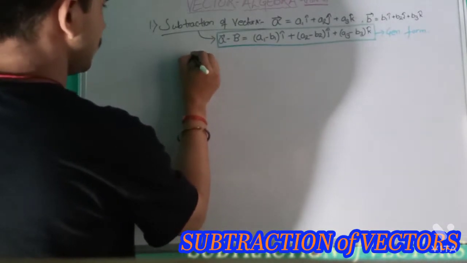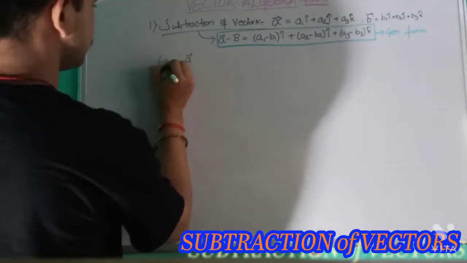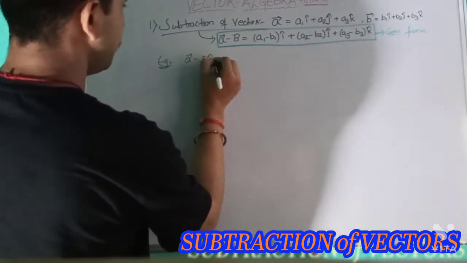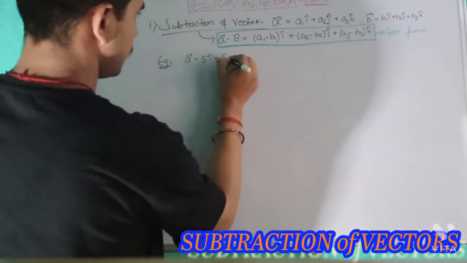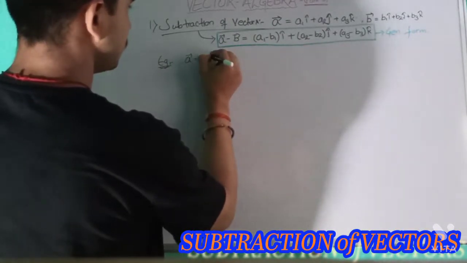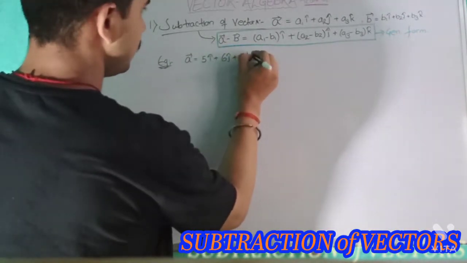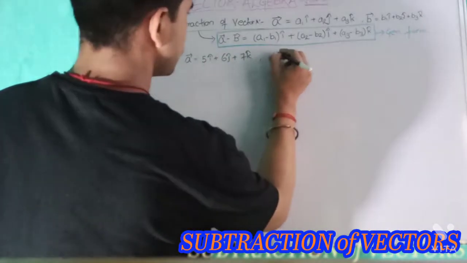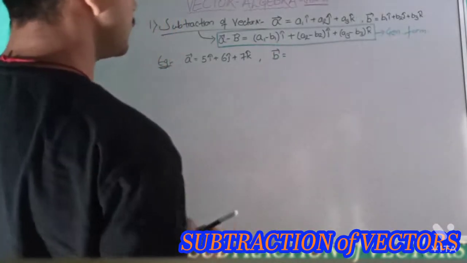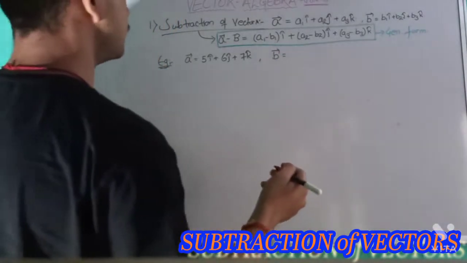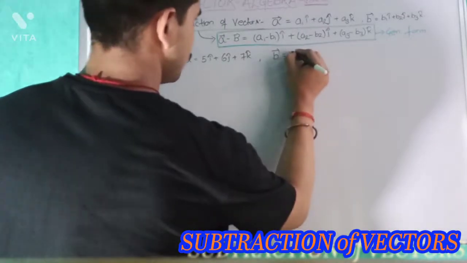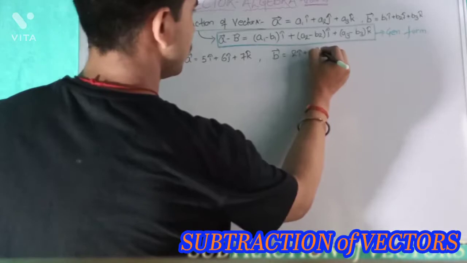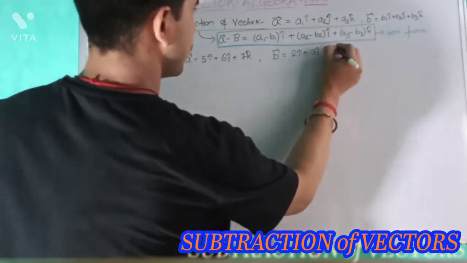A vector will be 5 I cap plus 6 J cap plus 7 K cap, and the second vector, that is the B vector, having its components at random, we can take something like 2 I cap plus 3 J cap plus 4 K cap.